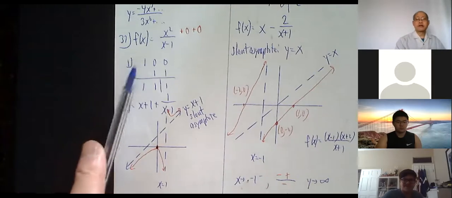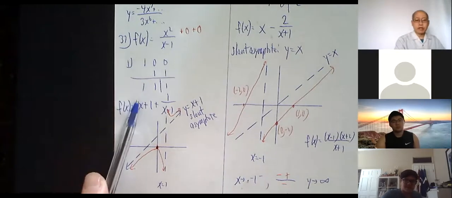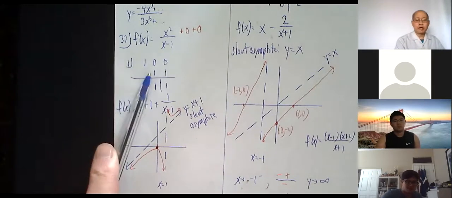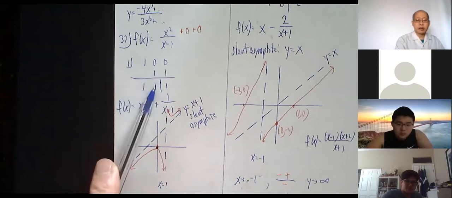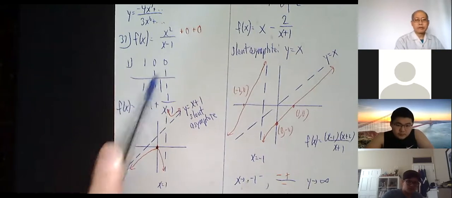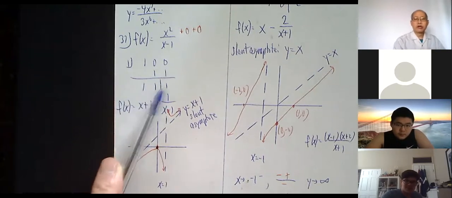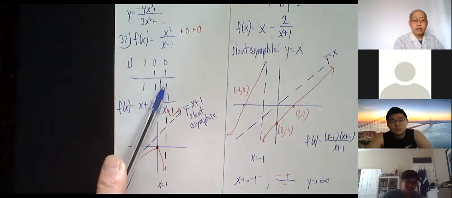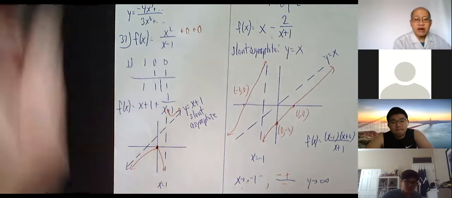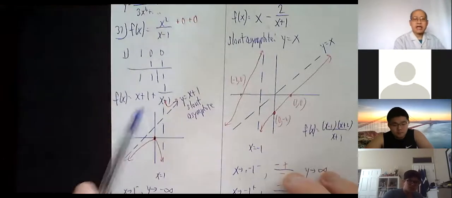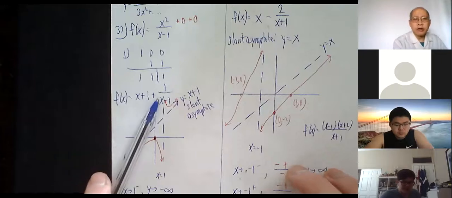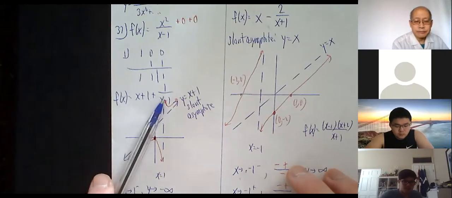Then I do the division synthetically. So bring down the 1. 1 times 1 is 1. Add 1. Multiply. 1 times 1 is 1. Add 1. So my remainder is 1. So x squared divided by x minus 1 is x plus 1 plus 1 over x minus 1.